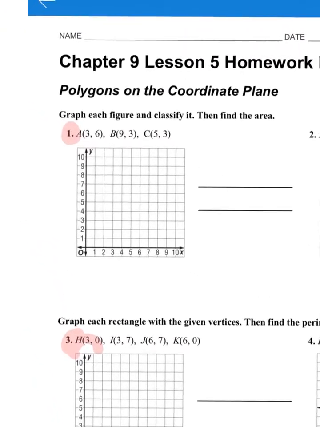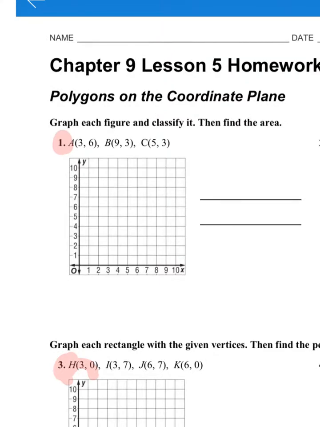The directions say to graph each figure and classify it, then find the area. So think, that's 3 things you need to do. Graph it on here. Classify it means name it. Is it a parallelogram? Is it a trapezoid? Find the area. Well, whatever shape it is, we'll use that formula. Now, let's get started. First off, I see that there's 3 points, so I'm pretty sure it's going to be a type of triangle, right?